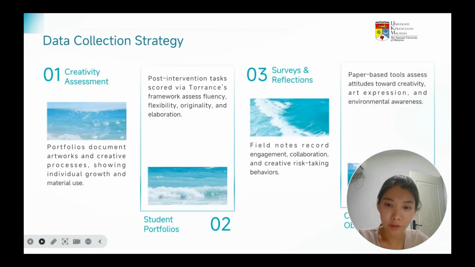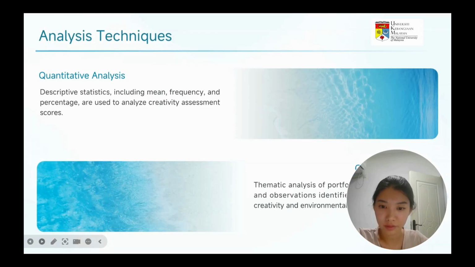We used 4 data collection methods. 1. Creativity assessment. After the intervention, we scored students' tasks using Torrance's framework. 2. Students' portfolios. 3. Surveys and reflections. 4. Classroom observations. We analyzed data in 2 ways. 1. Quantitative analysis. We used descriptive statistics. 2. Qualitative analysis. We did thematic analysis for portfolios, surveys, reflections, and observations. This helped us identify key themes about creativity and environmental awareness.